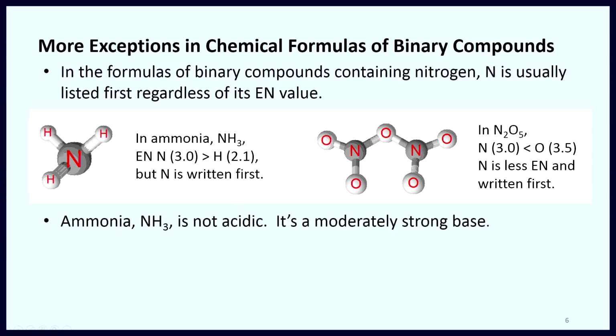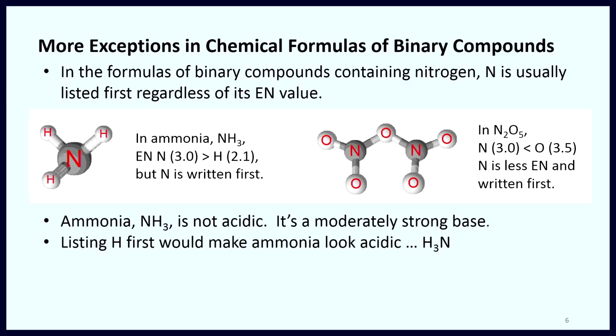Now, another justification perhaps, in the case of ammonia, NH3, it's not acidic. Listing the hydrogens first might be confusing. In fact, ammonia is a moderate base. If we listed hydrogen first, it would make ammonia look acidic. H3N looks like an acid, but ammonia is not acidic in any case.